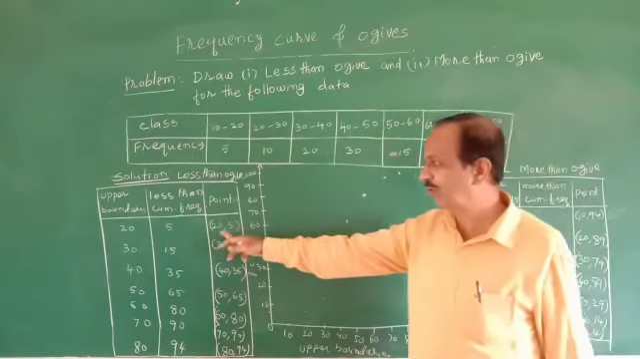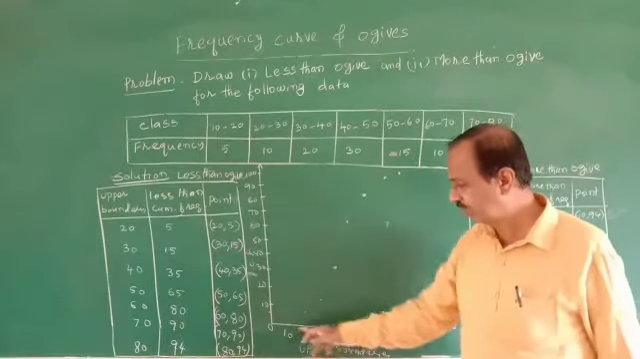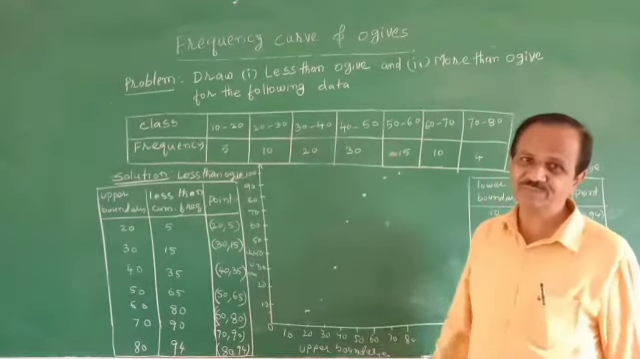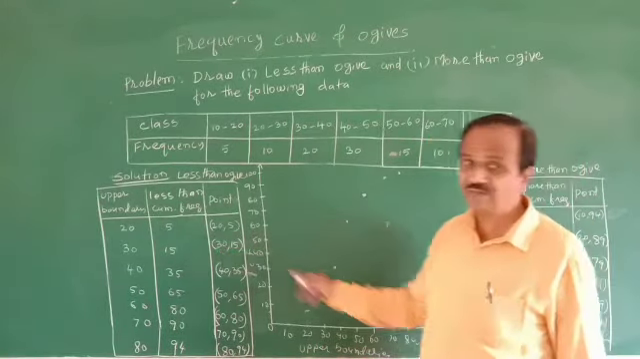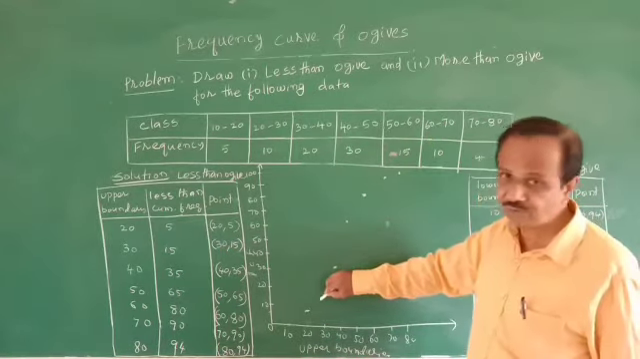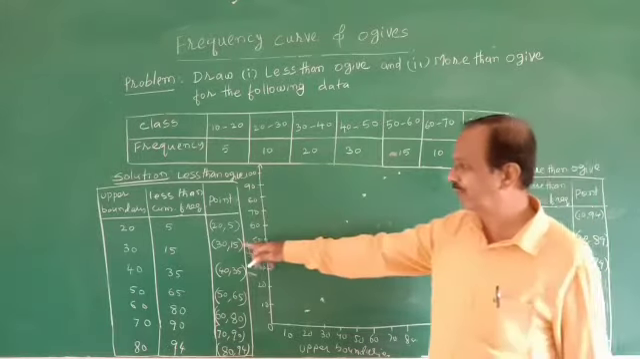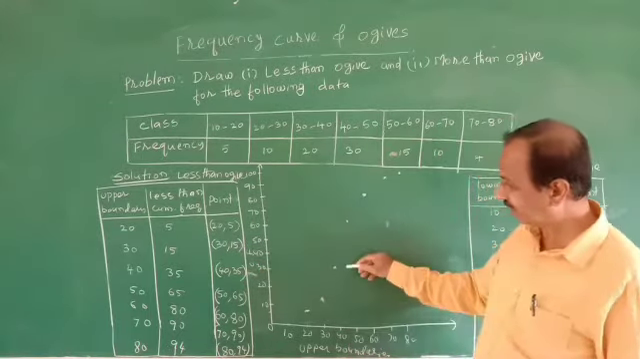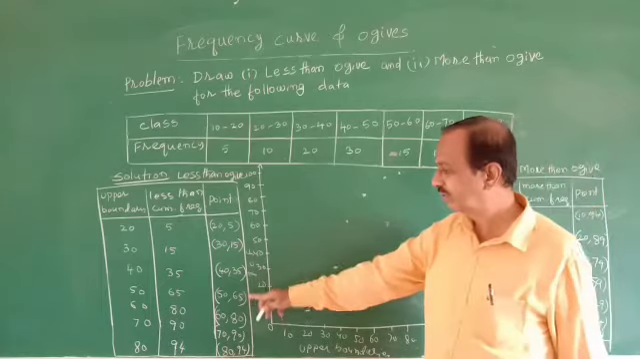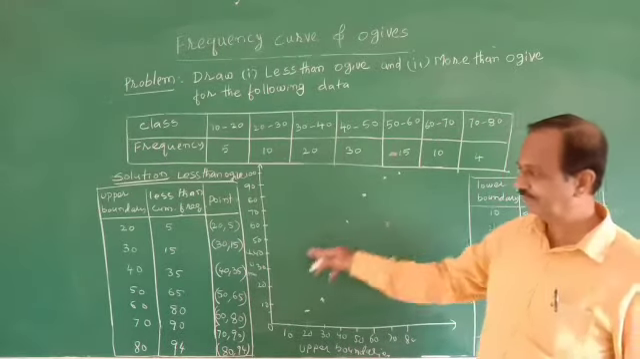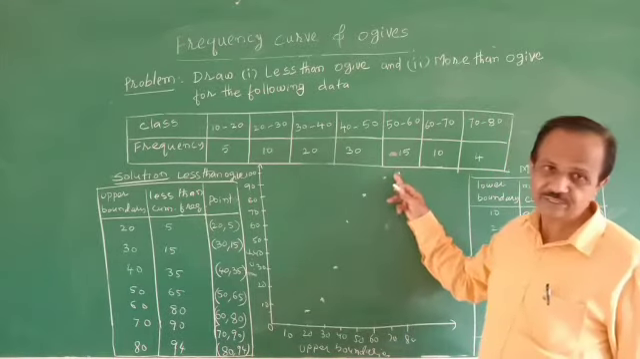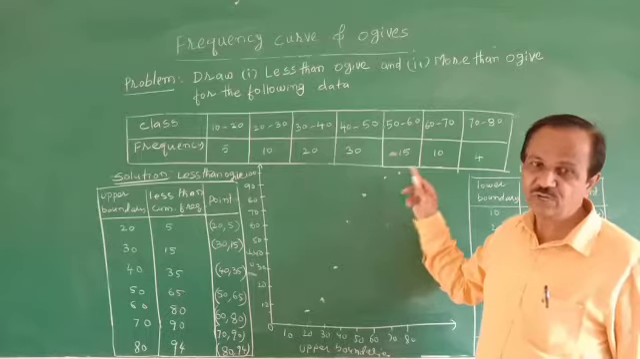Now take the first point. What is the first point? 20 comma 5. So here 20 and 5. This is the first point. Locate the first point. Then coming to the second point, 30, 15. Plot it. Then the next point, 40, 35. Then 50, 65. Then 60, 80. Then 70, 90. Then the last point is 94.